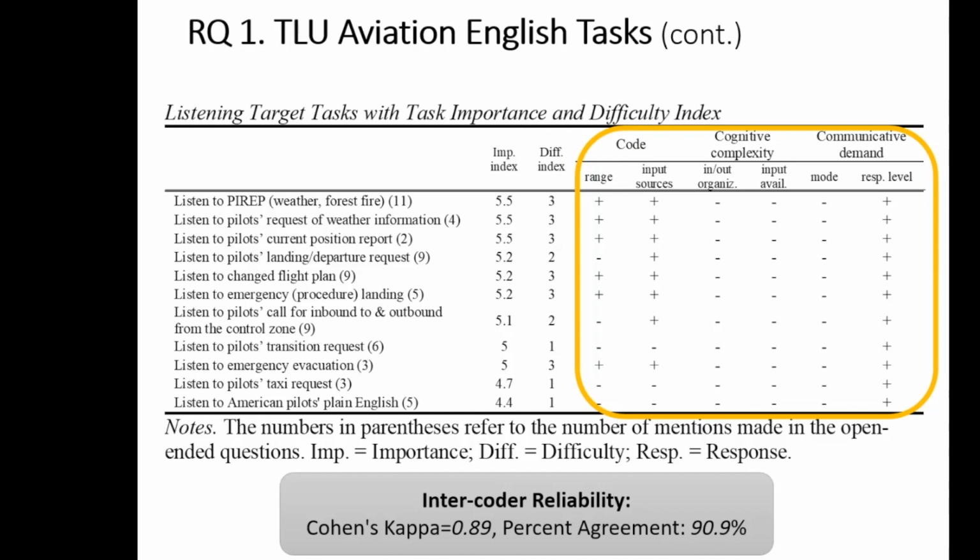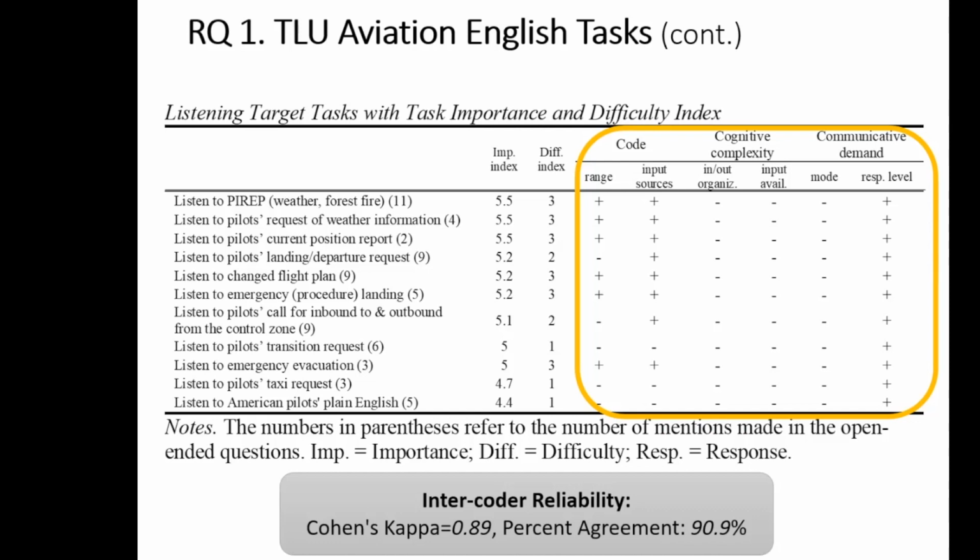So among the 11 listening tasks in this table, listen to PIREP or pilot report was perceived and reported to be the most important target task. In contrast to other reports and flight control, PIREP is not planned and is transmitted very unexpectedly. So PIREP includes some poor weather condition or forest fires observed by the pilot during their flight. So failures in understanding PIREP could lead to some tremendous losses or some incident or accident.